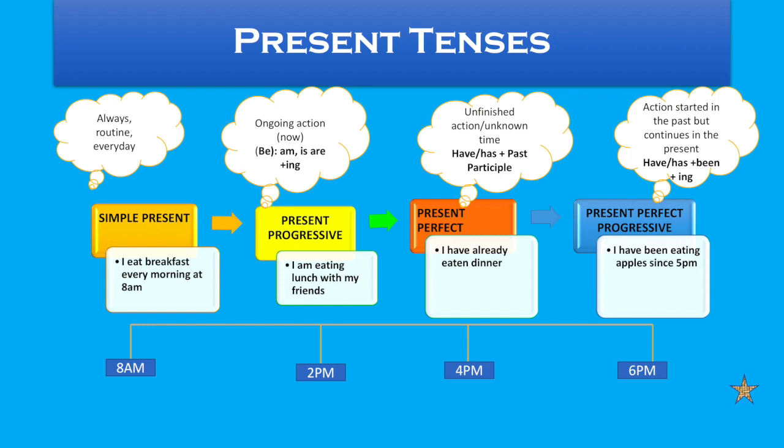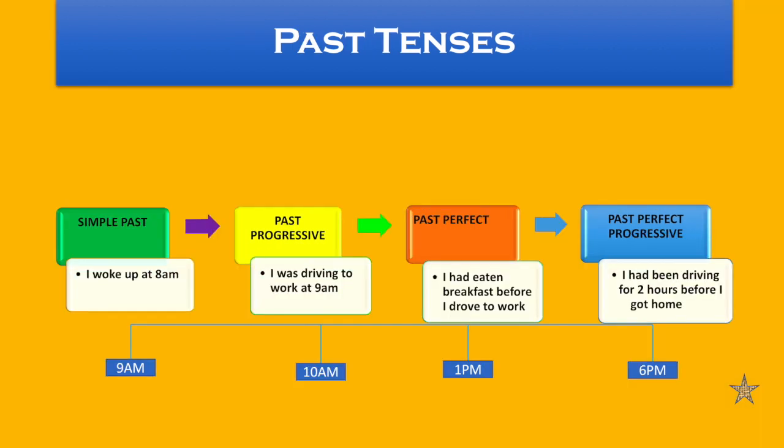Let's look at the past tense. So the past tense, we have the simple past. So I say I woke up at 8 a.m. Now it's 9 a.m. So this is something that happened before 9 a.m. So at 8 a.m., I woke up. So we're using the past version of the verb wake, which is woke.